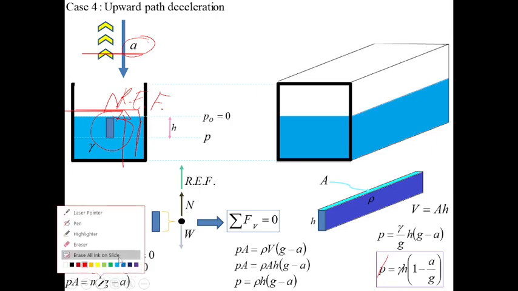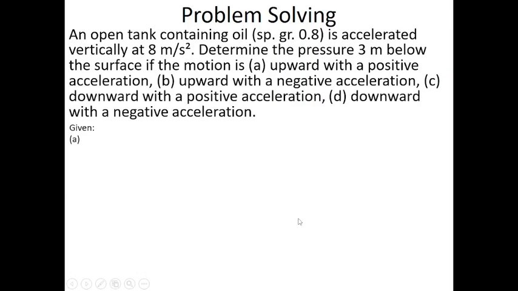Alright, so we can proceed, no? With the problem, no? An open tank containing oil specific gravity 0.8 is accelerated vertically at 8 meter per second squared. Determine the pressure 3 meters below the surface. If the motion is upward with a positive acceleration, letter B upward with a negative acceleration, letter C downward with a positive acceleration, letter D downward with a negative acceleration.